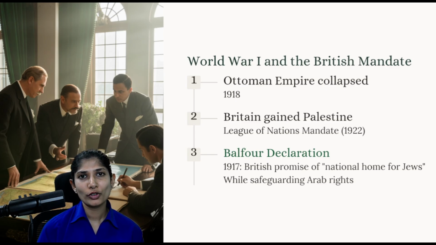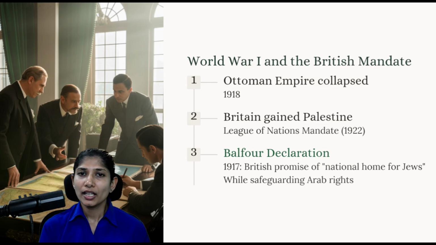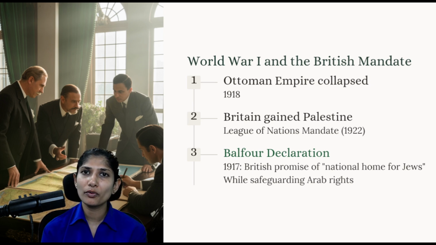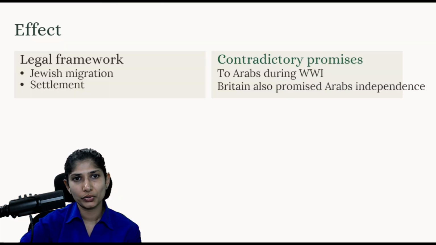Now enters the period of the First World War. During the First World War period, the Ottoman Empire completely collapsed at the end of the war, which ended in 1918. Now the British gained the majority. Now a League of Nations mandate was set up. The British said, okay, Palestine is there, and they put forward something called the Balfour Declaration. According to the Balfour Declaration in 1917, the British said, we will create a homeland for Jews. At the same point of time, we will safeguard the rights of the Arabs. This is what was told in the Balfour Declaration.